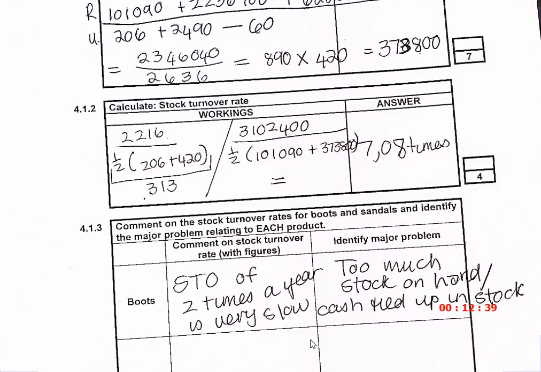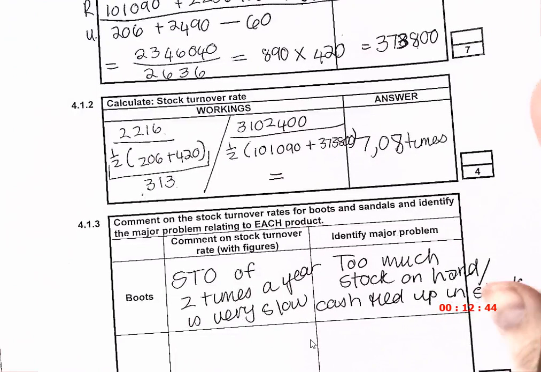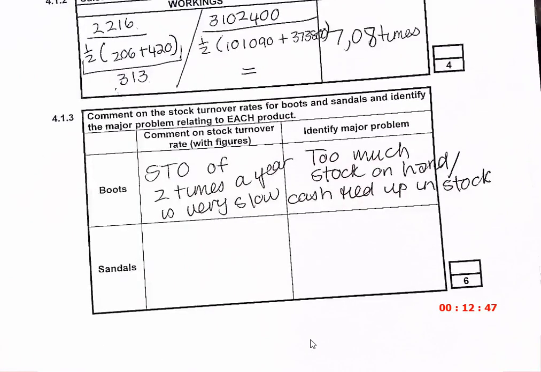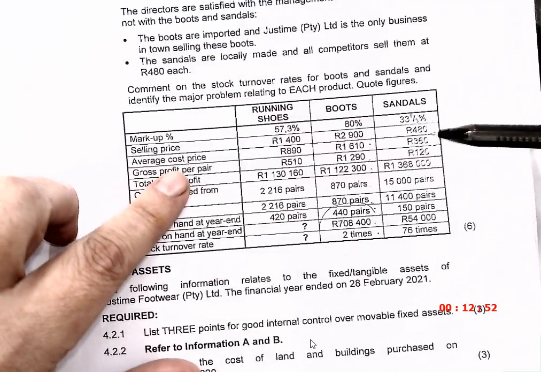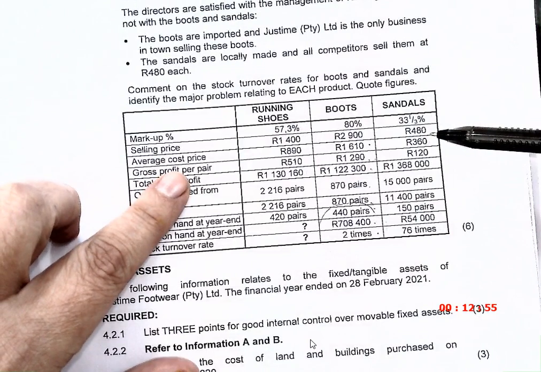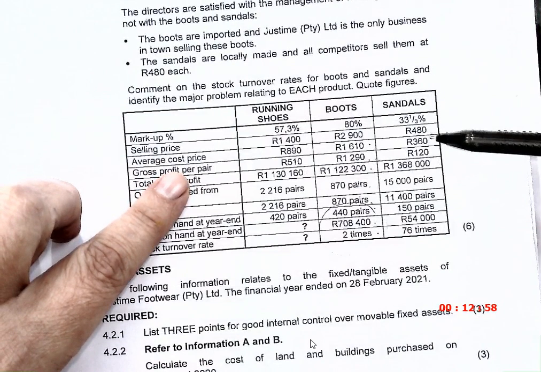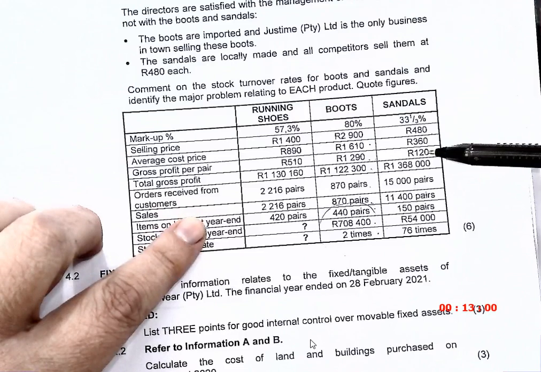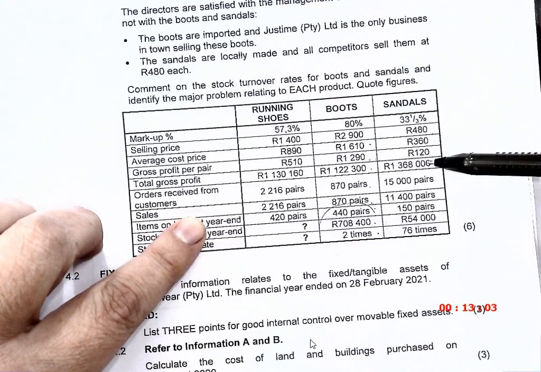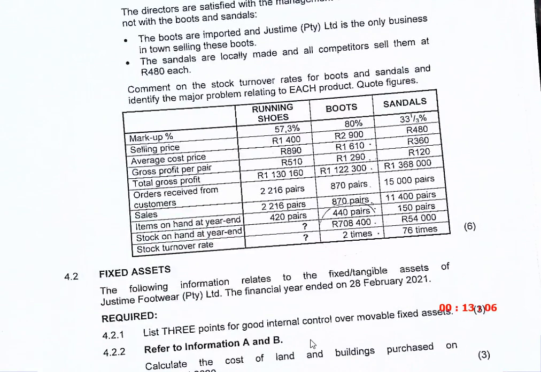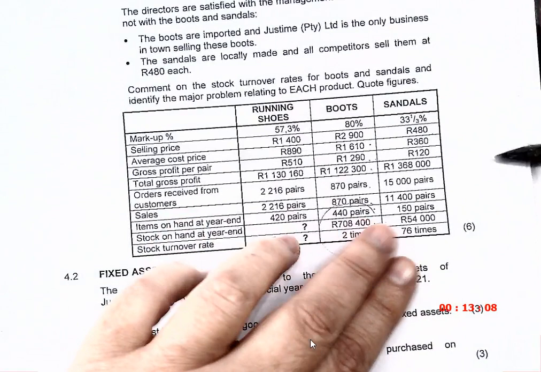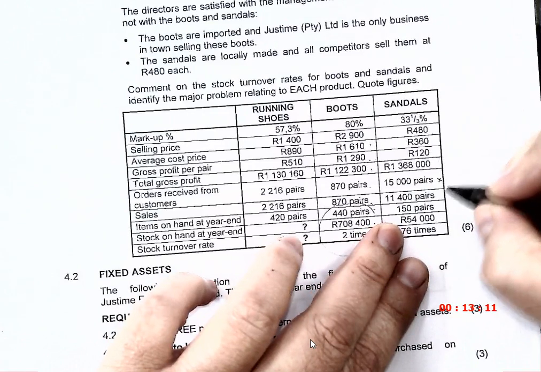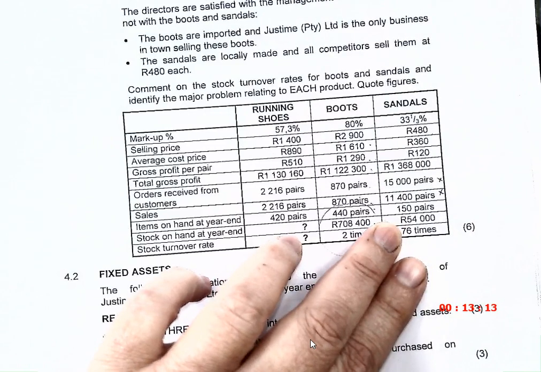If I look at sandals, does that make sense to you? Tell me if you don't agree, okay? Then if I look at sandals, markup is low, because we have to sell at the same price as the competitors. And can you see my profit is very low? The total gross profit, however, is extremely high because I sell so much. So I received 15,000 orders, but I only sold 11,4. Can you see there's my problem? I don't stock enough.